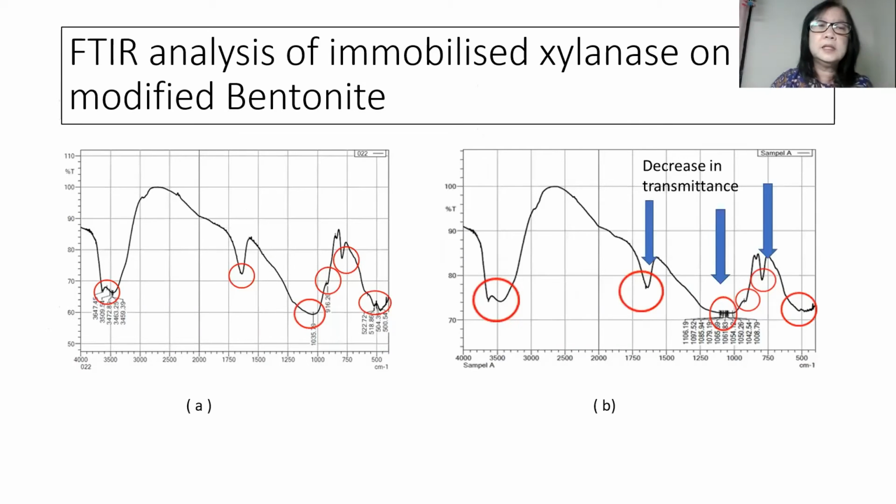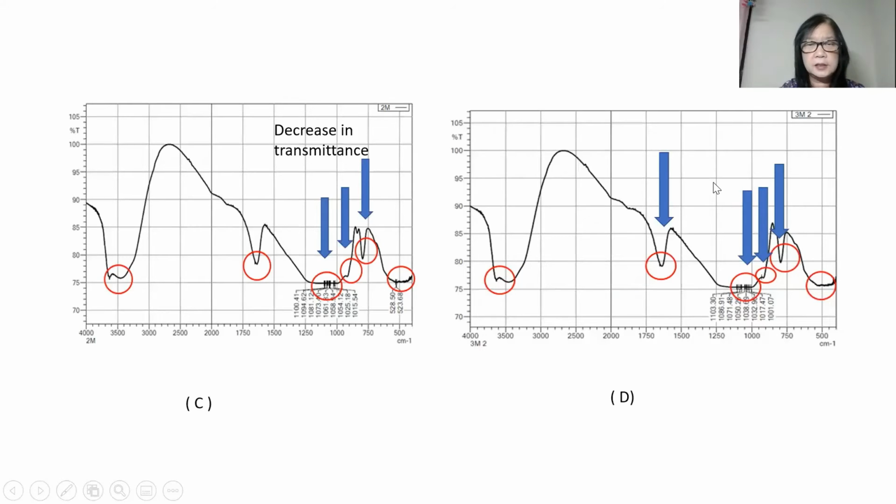And now, let's see, this is the FTIR analysis of immobilized Xylanase in the modified bentonite. Once we immobilize the Xylanase, we look again at the Fourier transform infrared analysis. Then we can see here that there is a decrease in transmittance. You see, the value of the percentage transmittance is decreased.